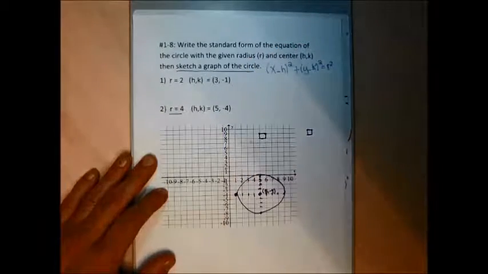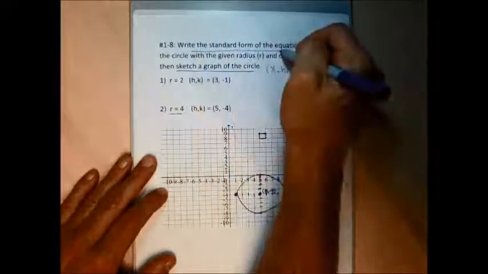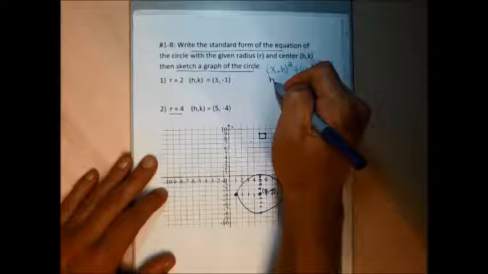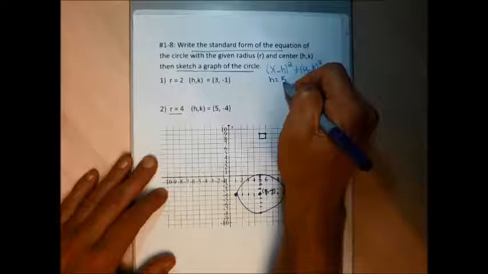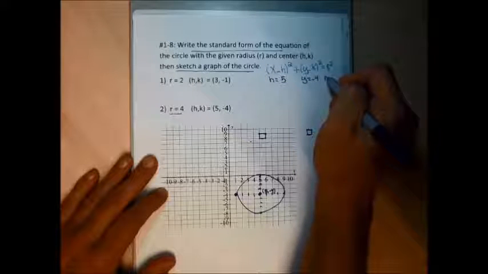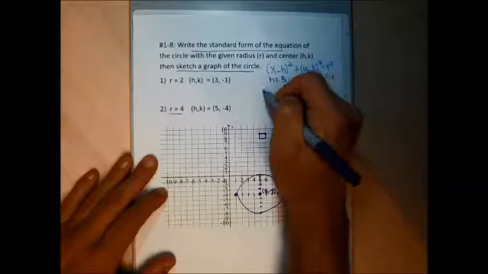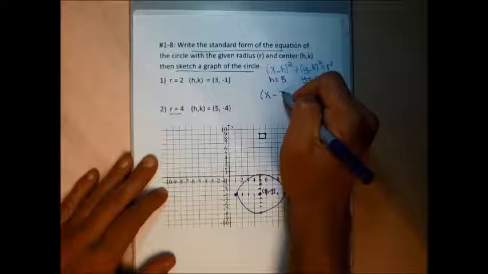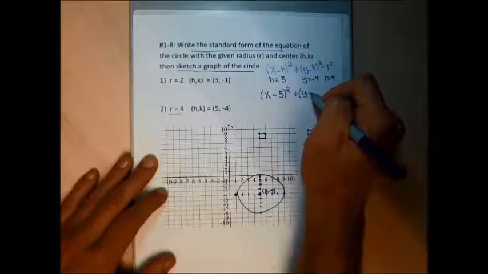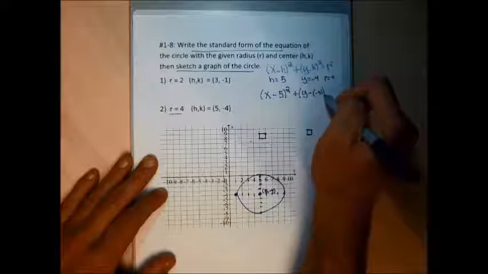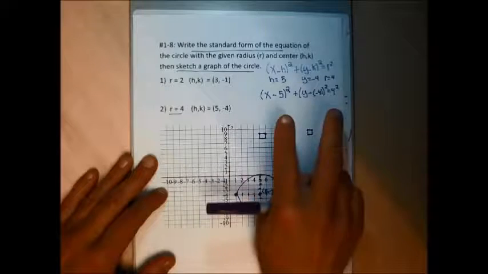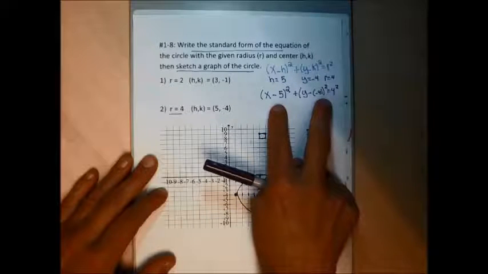The next thing I need to do is write the standard form of the equation of the circle, and that's super easy because all I'm going to do is, into this equation, plug h equal to 5, plug k equal to negative 4, and plug r equal to positive 4. This is going to give me x minus 5 squared plus y minus negative 4 squared equals 4 squared.